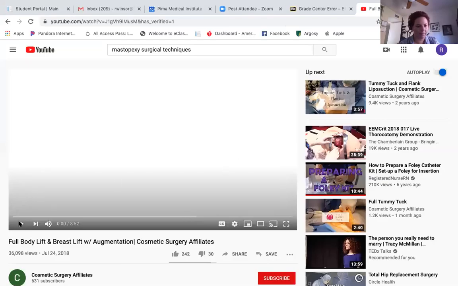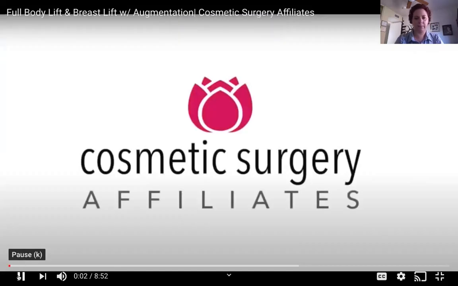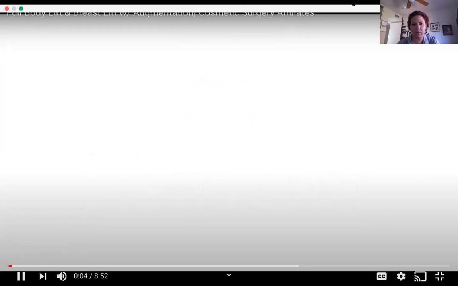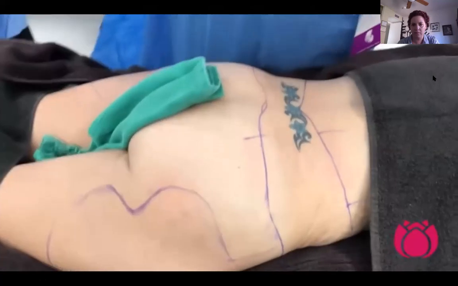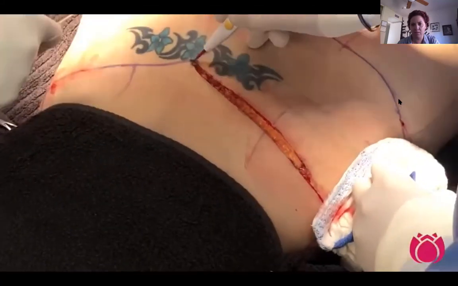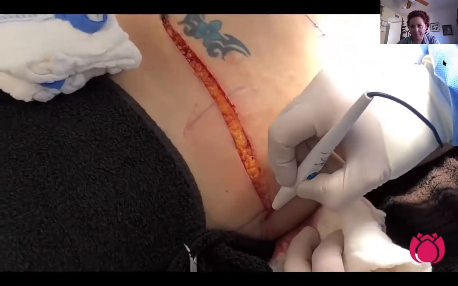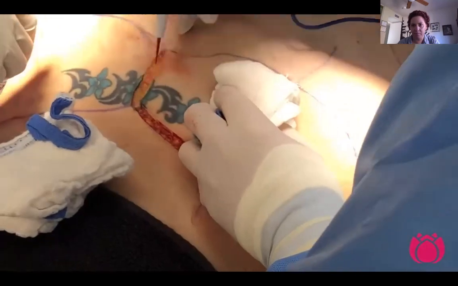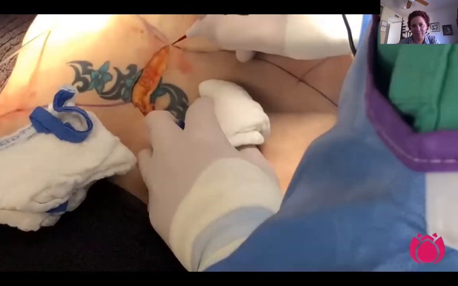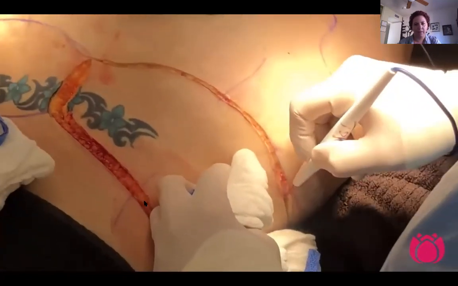Okay, here we go. Let me do this first. I'm going to turn it down a little bit, because it doesn't have any words, so I can describe some things going on here. Okay, she loses her tattoo in all of this. Maybe this is why she's having it done. Probably not.